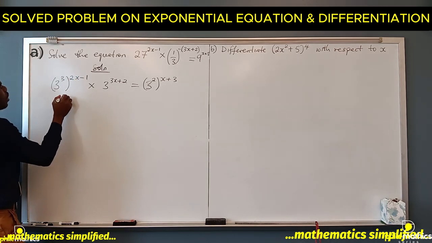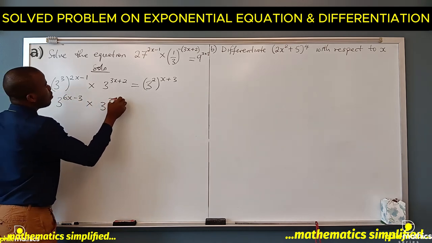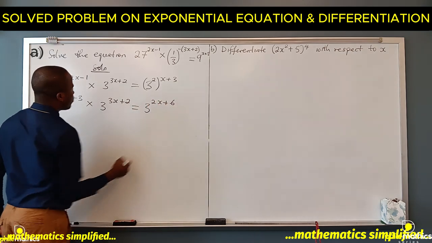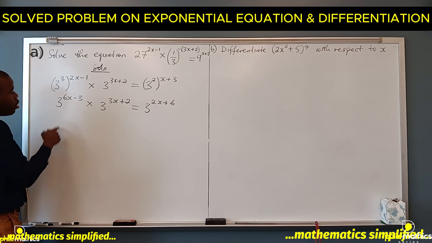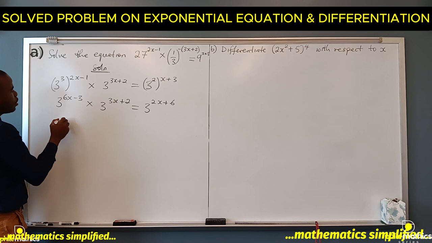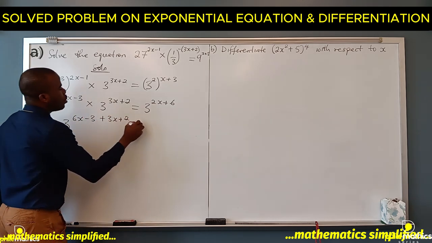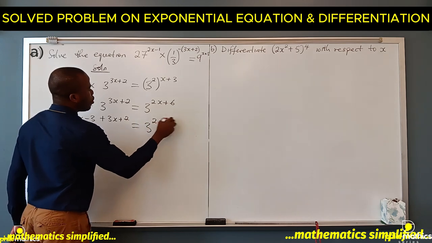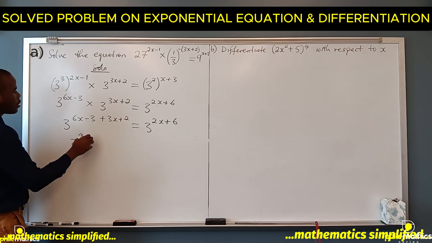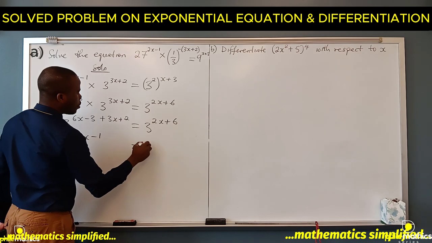We'll have 3 to the power 6x minus 3, times 3 to the power 3x plus 2, equals 3 to the power 2x plus 6. Also, from laws of indices, when we multiply two numbers in the same base, we add their powers. So this will be 3 to the power 6x minus 3 plus 3x plus 2, equals 3 to the power 2x plus 6. 6x plus 3x will be 9x, minus 3 plus 2 will be minus 1.